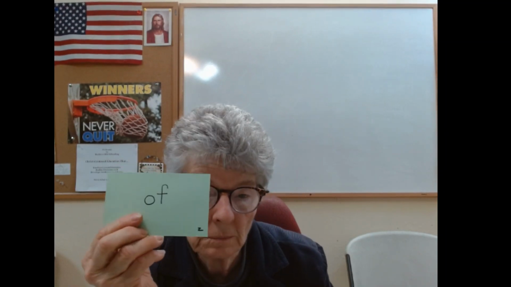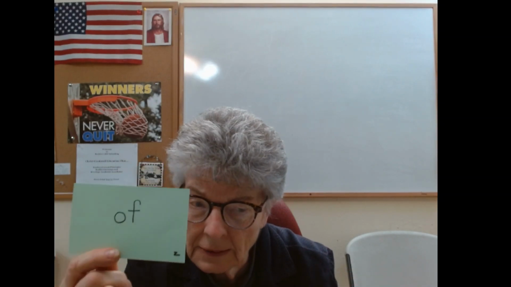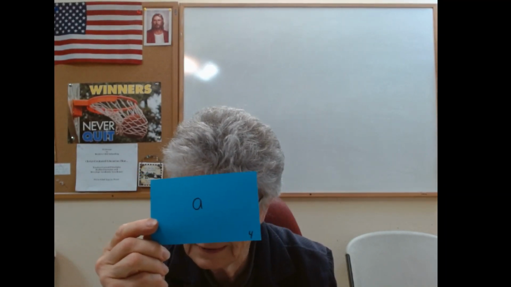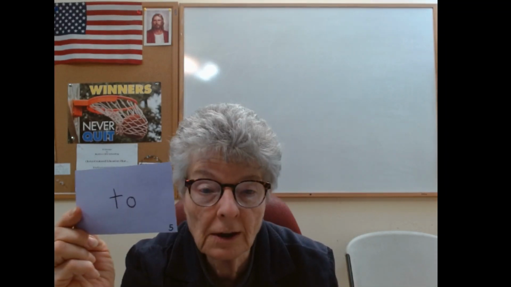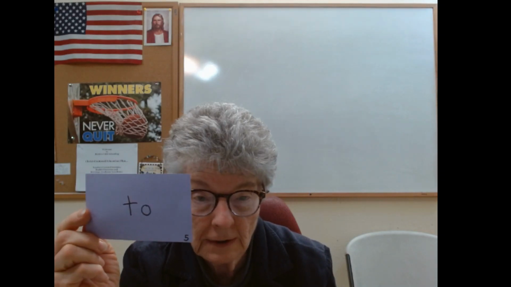You study this one if you didn't know it, and you can add a couple more. This is up to the parent as to what they're going to add. You're going to study this one again. That's of. You're going to study this one. That's A. That's kind of easy because it's the name of the letter, isn't it? And then 2. This is like going to someplace, to the store, to the theater, to school, to a friend's house. Now you're going to study these, and they're going to go back behind number 1.